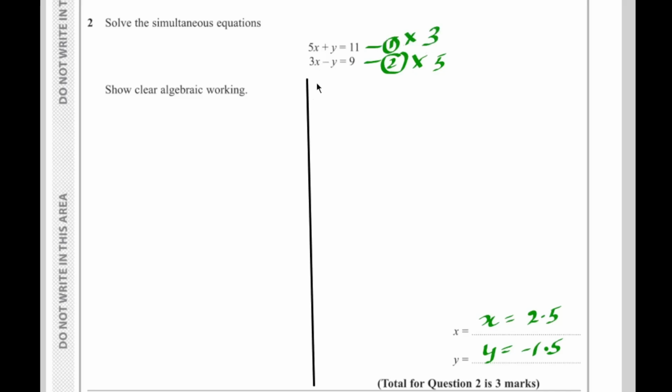Then I need to multiply both the equations to match the coefficients of x. So I'm multiplying, 3 times 5, 15x plus 3y equals 33. Second one, 15x minus 5y equals 45. Here there are easier methods, so you need to memorize those methods. This method works for any simultaneous equations. So this is equation 3, this is equation 4.